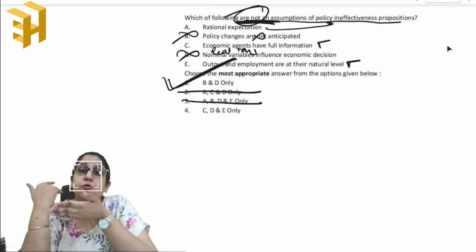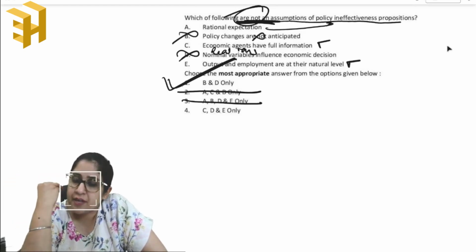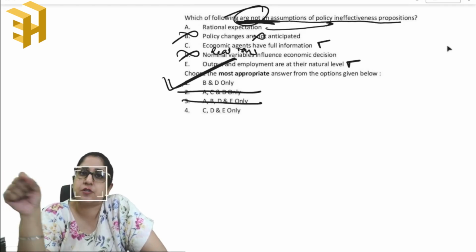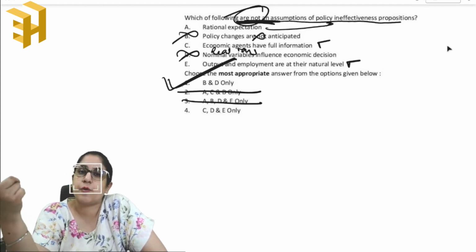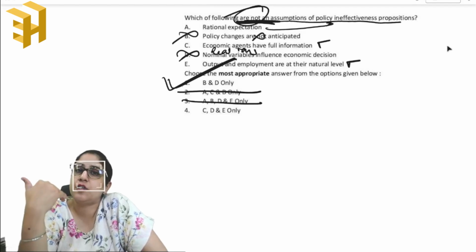Secondly, when you are left with less time, it is always beneficial to strike out options. Read one statement, strike out the options and start increasing your probability of answering the question correctly. That's how you strategize in your multiple choice examination. So with this, I will end this video now.